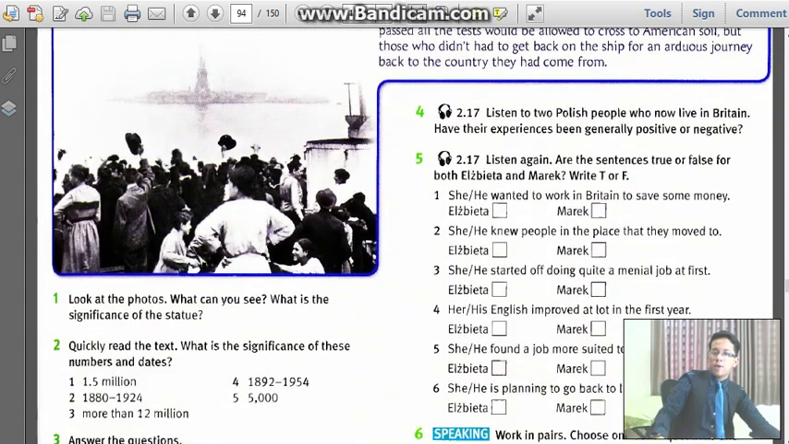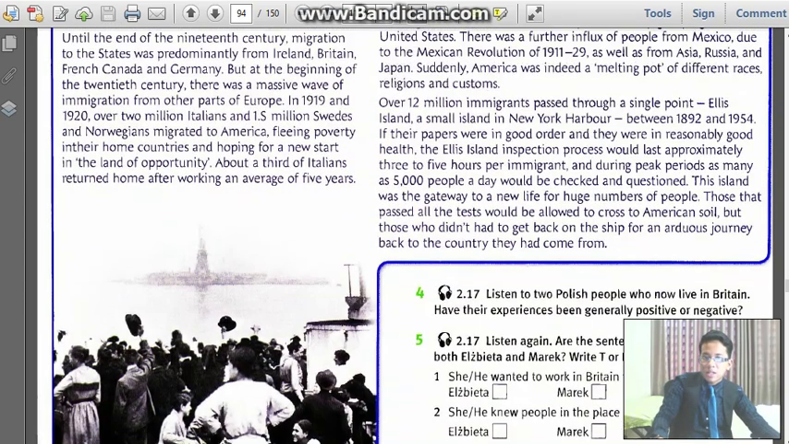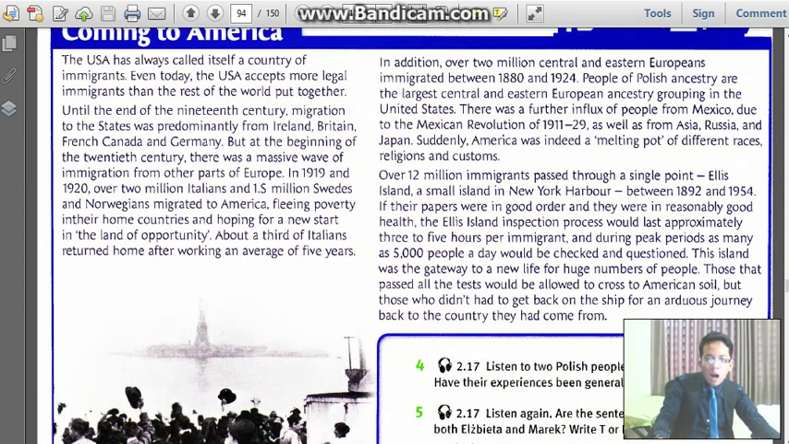1880 to 1924, the paragraph on the right. Over 2 million Central and Eastern Europeans immigrated between 1880 and 1924. We can do one more number, then we take a break.